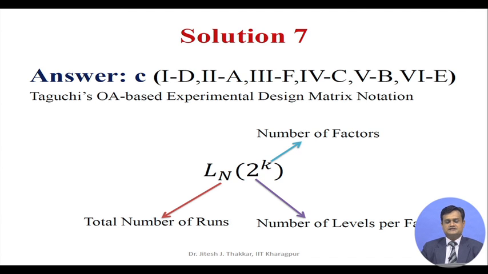And if you look at the Taguchi's OA experimental design matrix notation, then it is L n 2 raised to k, where n is the total number of runs, k is the number of factors and 2 is the number of levels per factor. So, having gone through the lectures on this topic, you can appreciate this particular question very well.